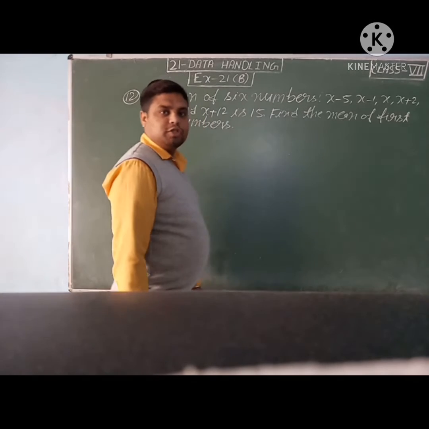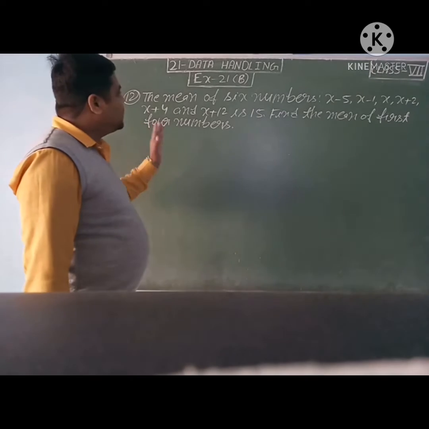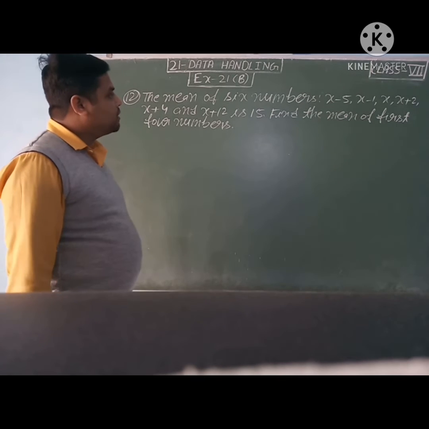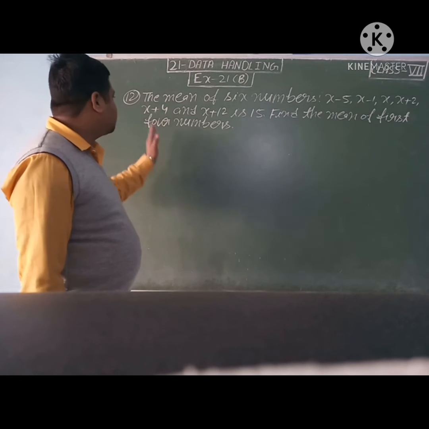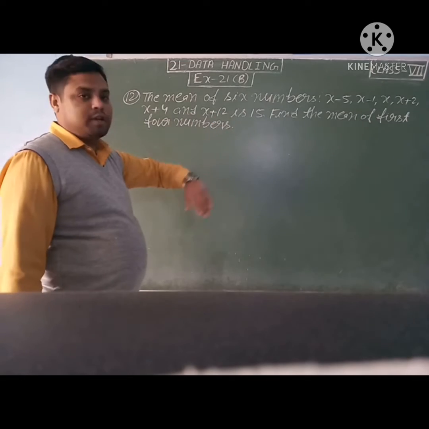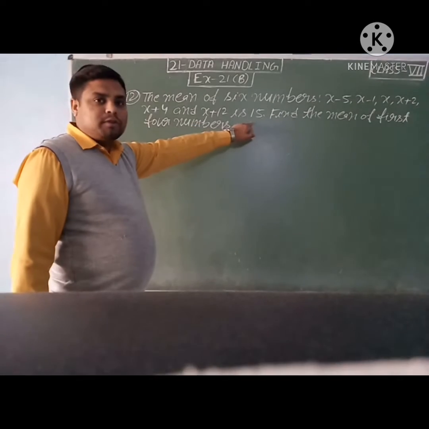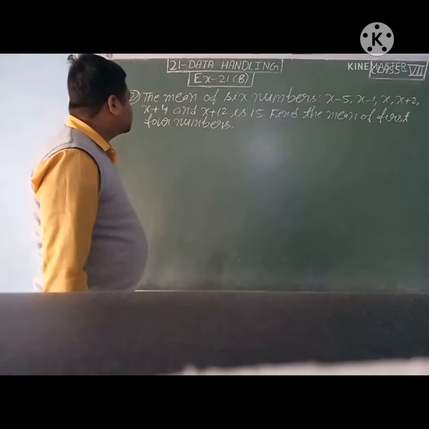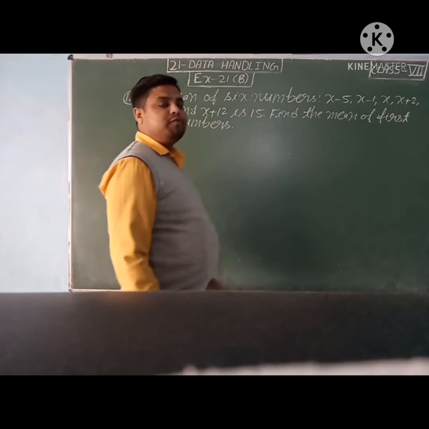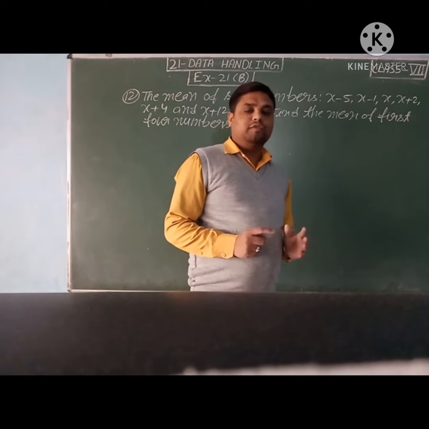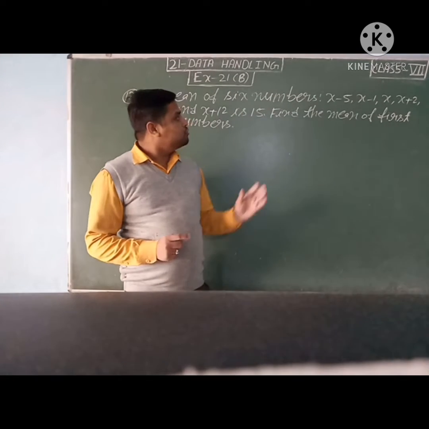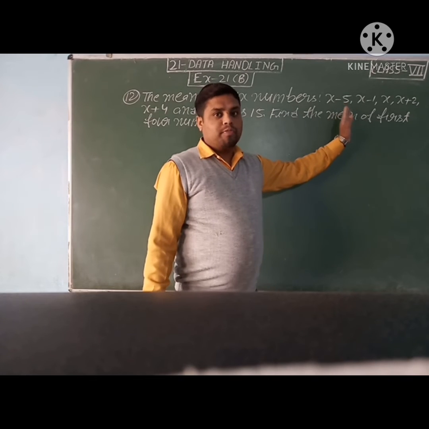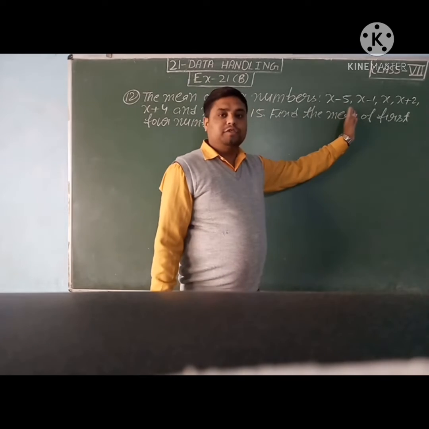Now students, question number 12. The mean of 6 numbers x minus 5, x minus 1, x plus 2, x plus 4 and x plus 12 is 50. The mean of 6 numbers is given, that is 50. Find the mean of the first 4 numbers. We have to find the mean of the first 4 numbers. So students, we have the first 4 numbers. No, we don't have the first 4 numbers.